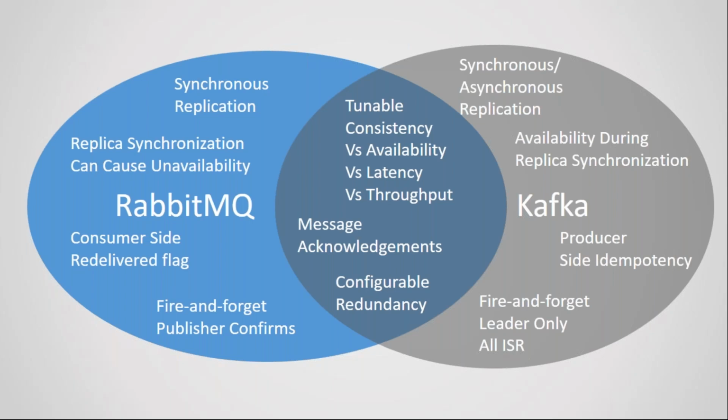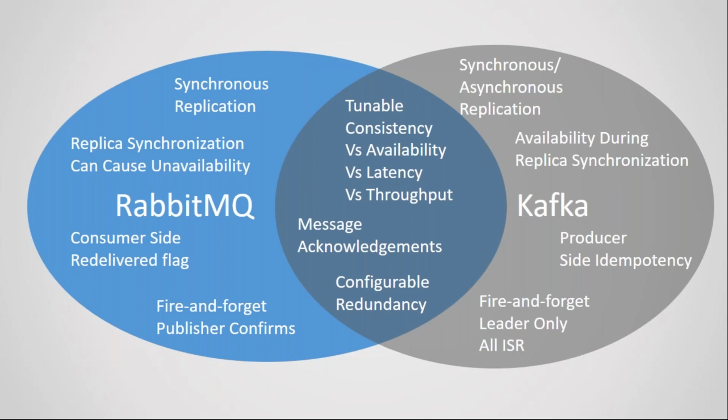In RabbitMQ, replica synchronization can cause unavailability, which can be a headache. There are hard decisions to make there, whether you use automatic or manual synchronization. Whereas with Kafka, we get no such unavailability, though you can still saturate your network when you create new replicas that need to replicate.